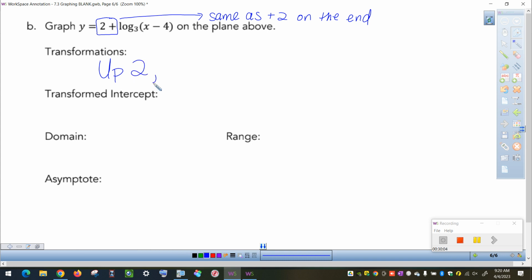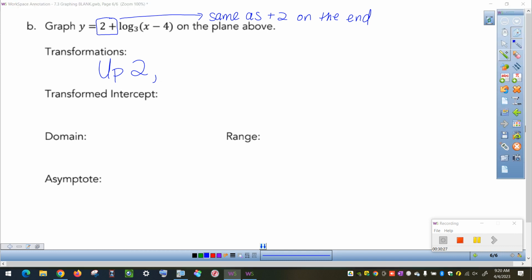All right, nice job. It's going to go up that many spaces. If you were subtracting a number on the end, or technically if you had a negative number being added at the front, that would be the same thing as subtracting a number on the end. That's going to move it down. So adding or subtracting on the outside, we know is always going to move up or down.